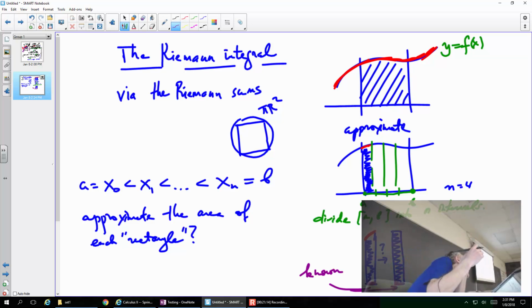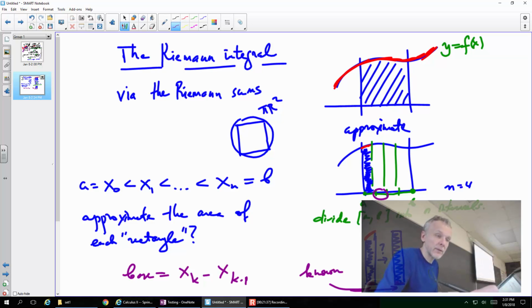Say it again. Yeah, two of them. Yeah, so what do we do with them? You take the distance between them? No, that will give you the base, yes. So known, this is the base. Base is equal to, say, x k minus x k minus 1. Okay, so this is the base.